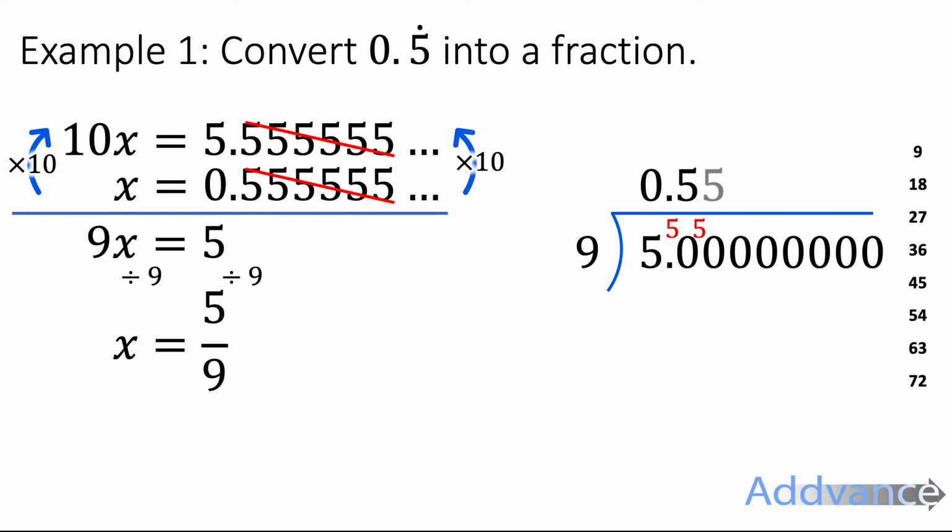How many 9's in 50? 5, remainder 5. How many 9's in 50? 5, remainder 5. And it goes on and on like that. And you should see that indeed it has worked. 5/9 is the same as 0.5 recurring.